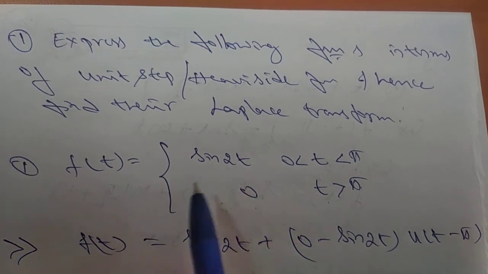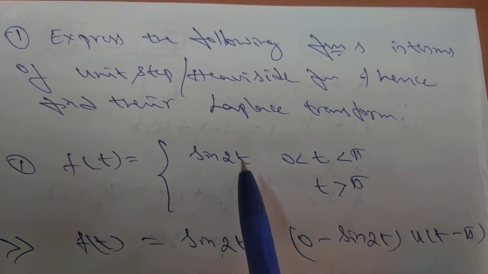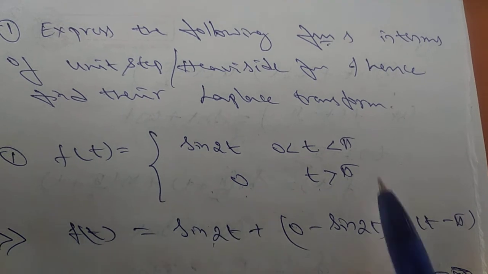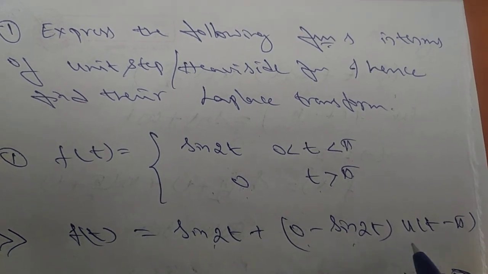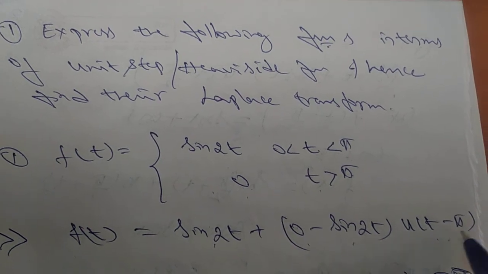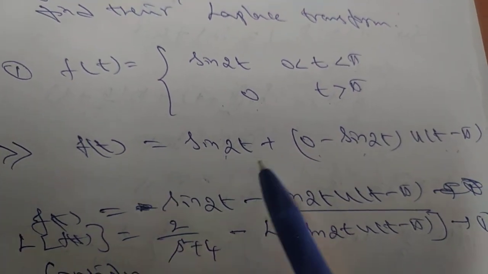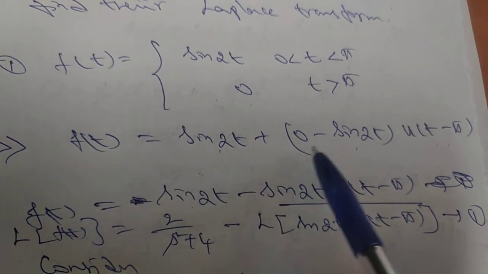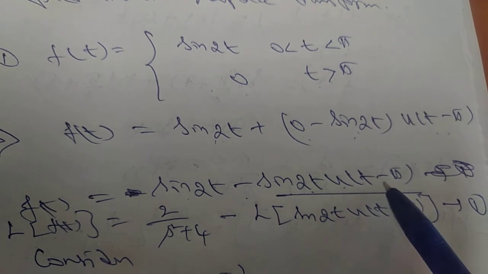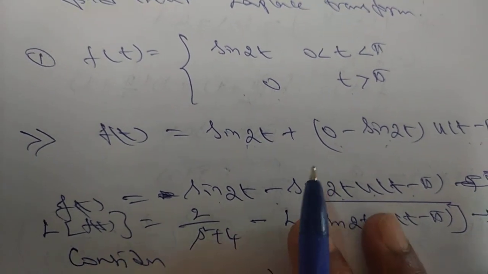First function sin 2t plus second function minus first function. What is the second function? 0 minus first function sin 2t, into u of t minus a. What is a here? u of t minus pi. So now f of t can be written as sin 2t plus 0 minus sin 2t, that is minus sin 2t, into u of t minus pi.